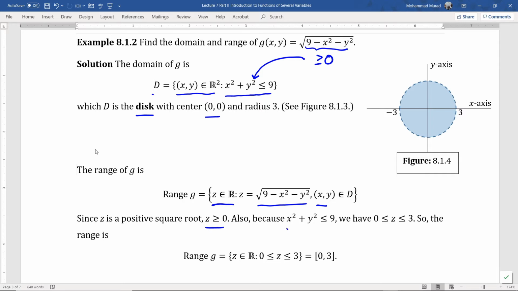Also, because x squared plus y squared is smaller than or equal to 9, we have z must be greater than or equal to 0, but smaller than or equal to 9. So the range of the function g can also be written in the following way, or in the notation of a closed and bounded interval.